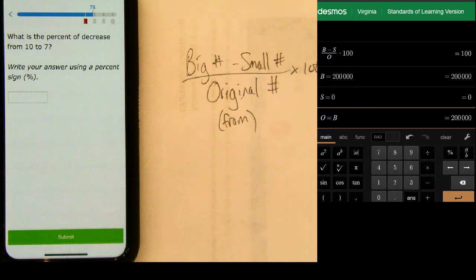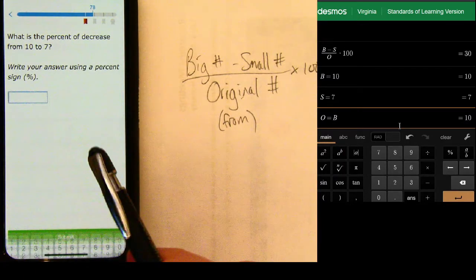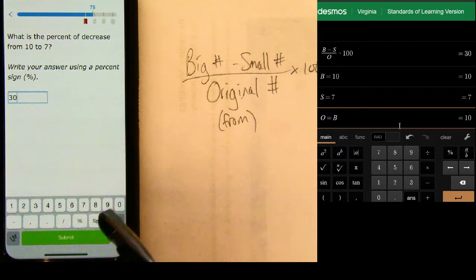And last, but certainly not least, it says from 10 to 7. So my big number is 10, my small number is 7, and my original number is 10. So I'm going to say that's also that one. And so that's just going to be a 30% decrease.